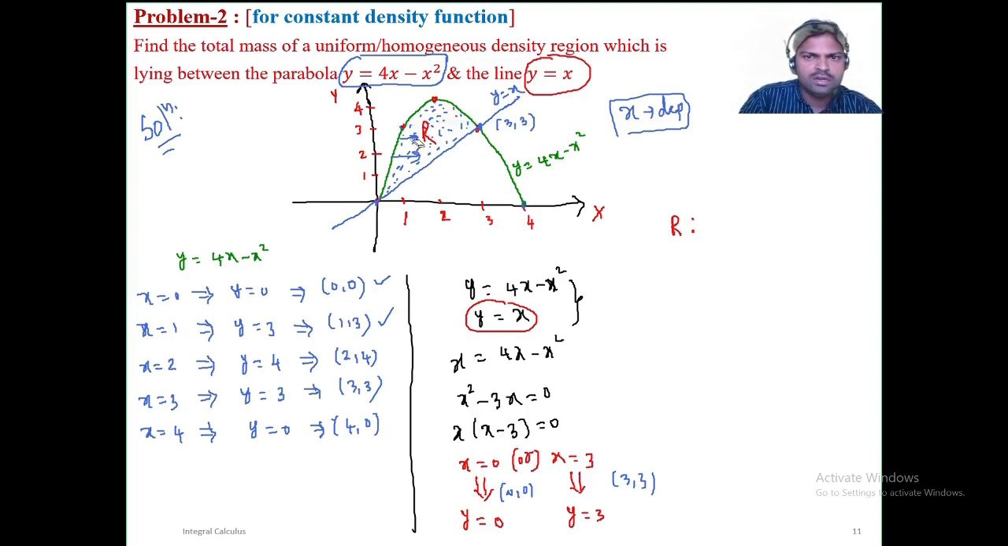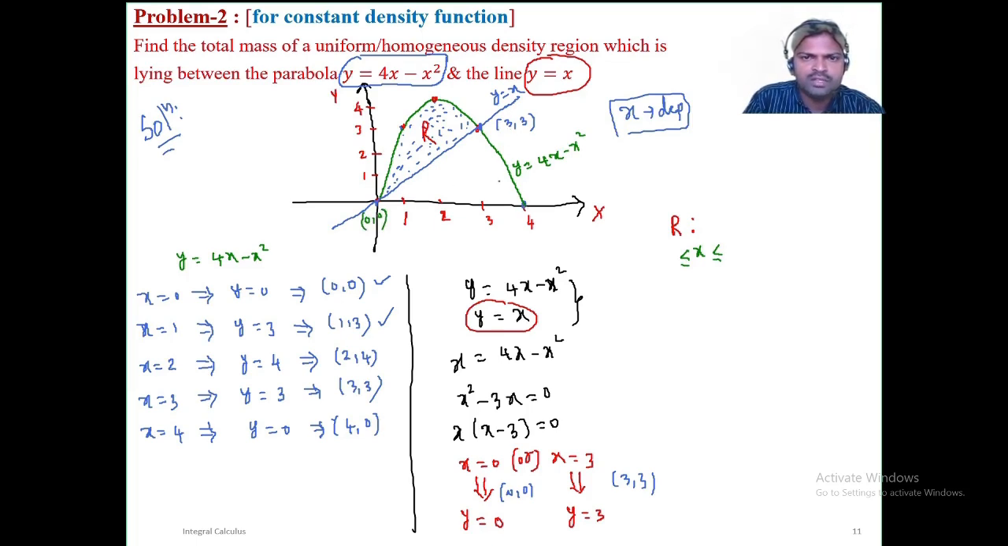X is independent and y is dependent. If you take y is dependent, what kind of limits will we get? So let us take y as dependent, therefore x is independent. So cleverly you have to choose the kinds of limits. Now x should vary horizontally, so starting with origin 0 comma 0, the maximum point for x is 3. Is it 3? Maximum point is 5.